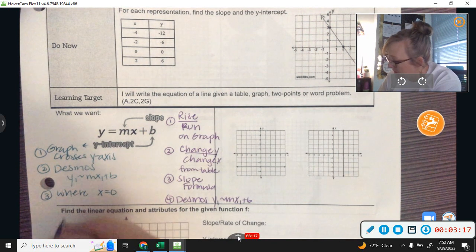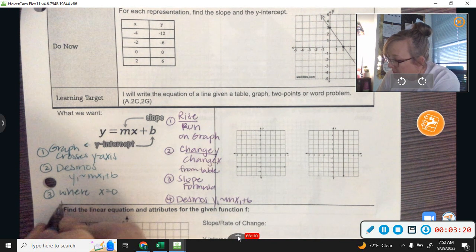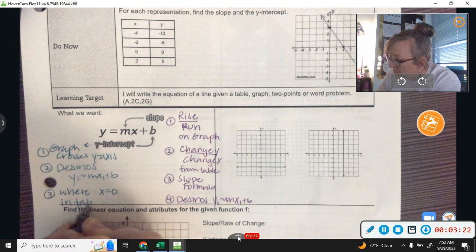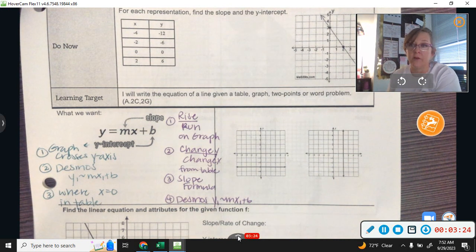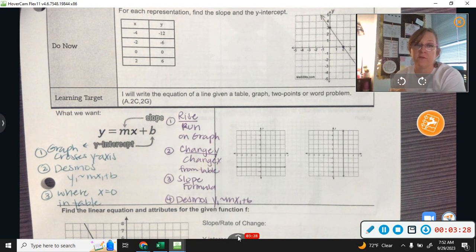Preview for the answer. That can be in a table or a list of ordered pairs or on a graph, any of those things. Okay, so y-intercept, slope, we have lots of different ways of finding them. And you just have to choose what's best for that time, for that representation.